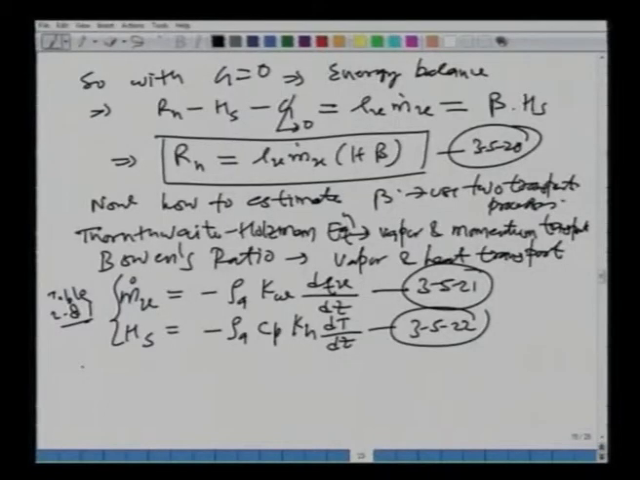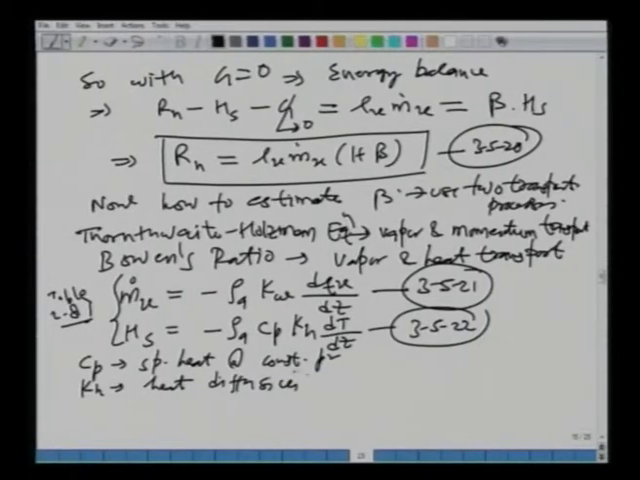Okay. However, let me define what are the quantities in the second equation, where C p is the specific heat at constant pressure. Okay. K h is the heat diffusivity, all right, and T is of course the temperature. All right. So, this H s actually depends upon what? It is a process of convection, right. So, it depends upon the d T d z, or how the temperature is varying as a function of height. Okay. So, H s is directly proportional to d T d z.